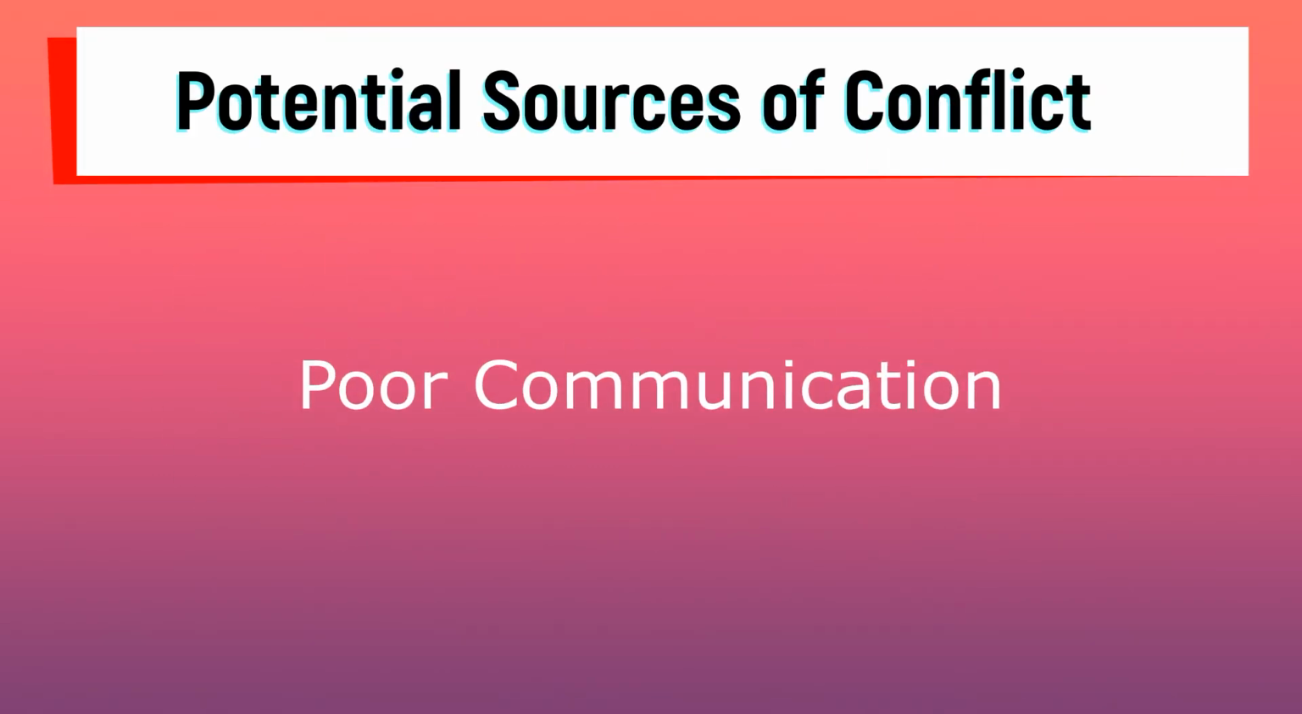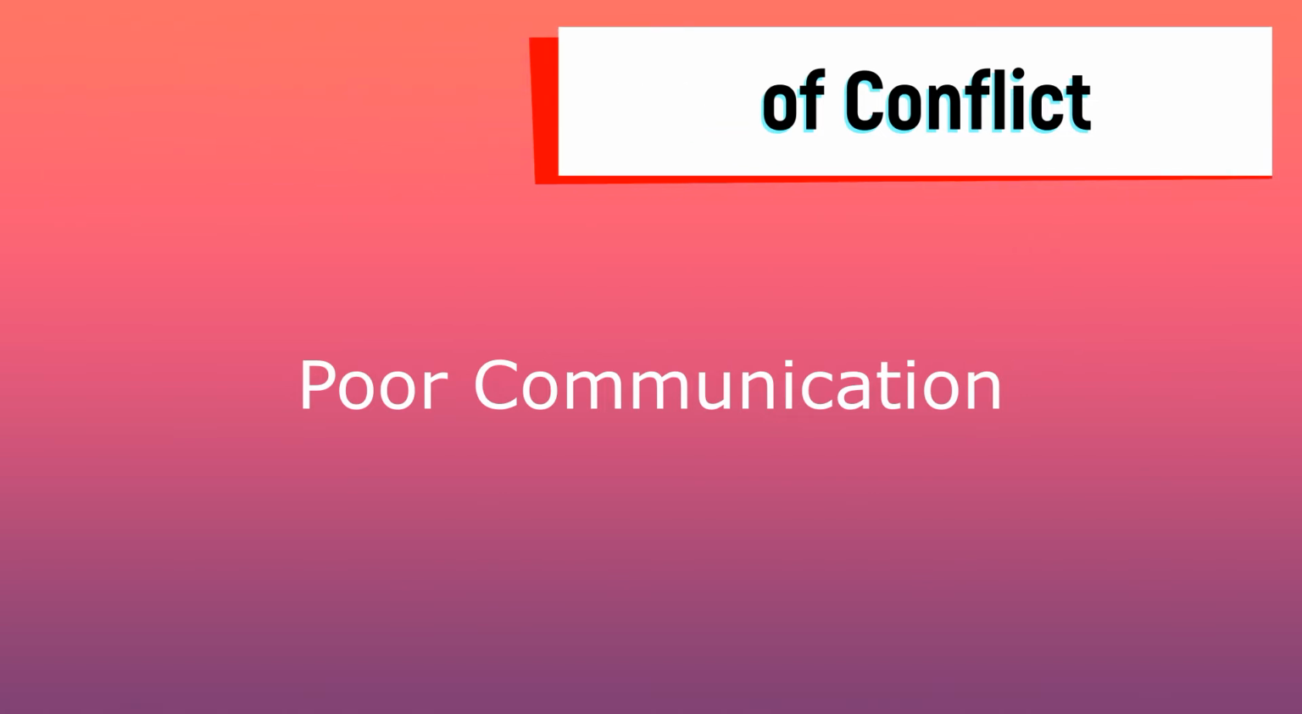A third one is poor communication. Now listen, if there is no good communication, there can be misunderstanding, which can lead to work not being done at the time that it's supposed to be done, or just not being done properly. These are some of the things that can happen because of poor communication.